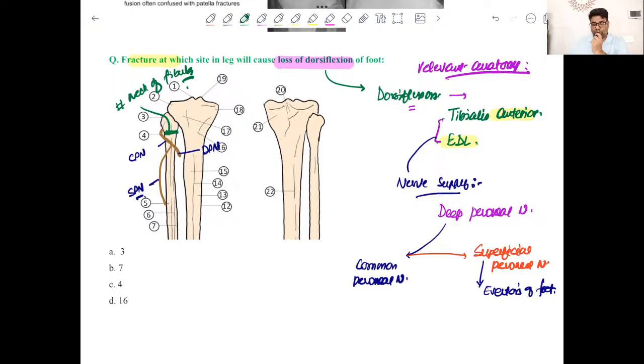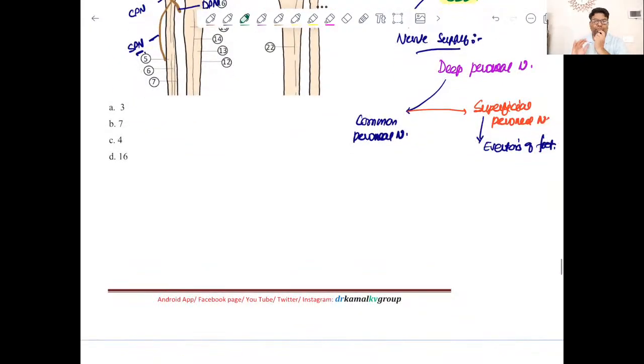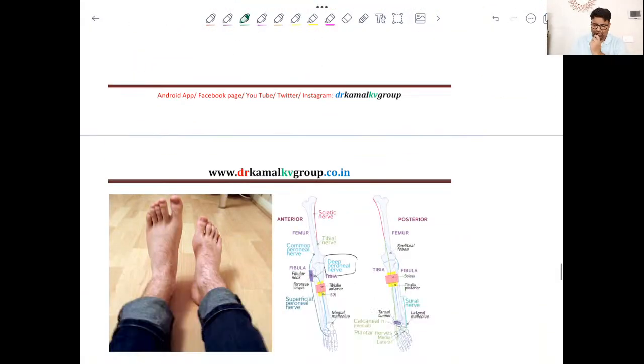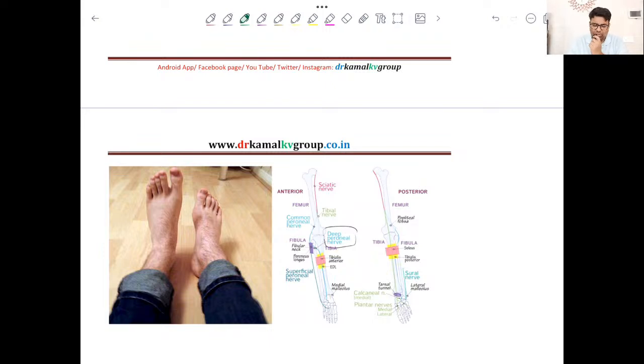So whenever there is fracture neck of fibula, there is high possibility of involvement of common peroneal nerve, which, although it will involve both, clinically it's very easy for us to check for dorsiflexion. So we'll tell the patient to dorsiflex. So this is normal and this is the foot drop. Clear? So foot drop can be paralysis of deep peroneal nerve, or most importantly the common peroneal nerve, which is related to the neck of fibula, right?